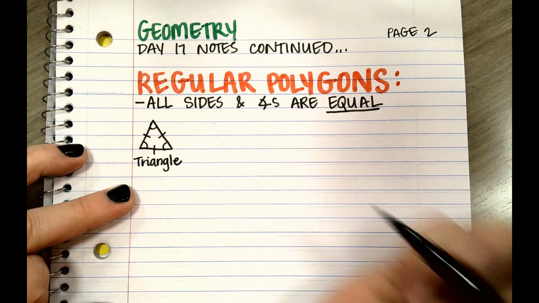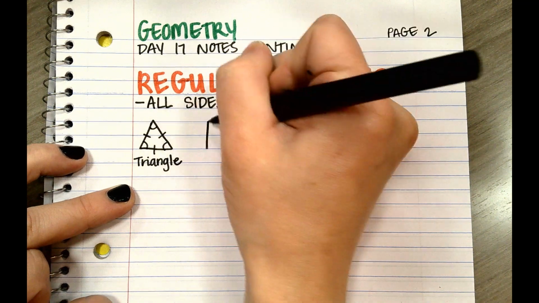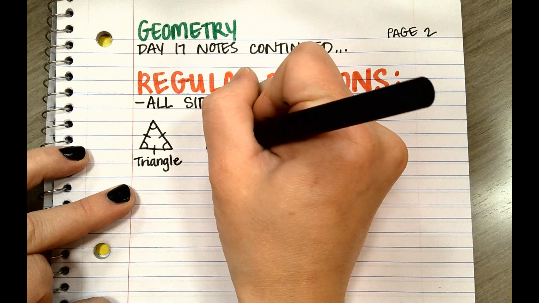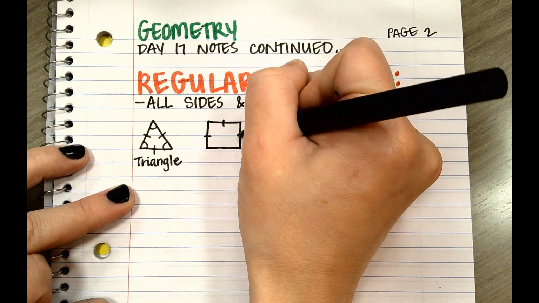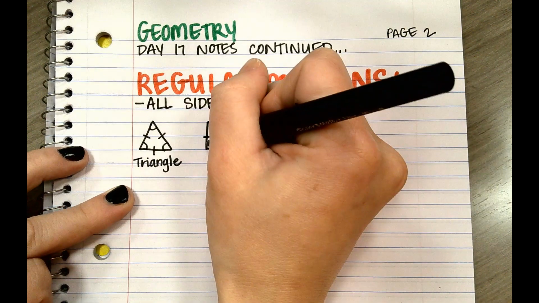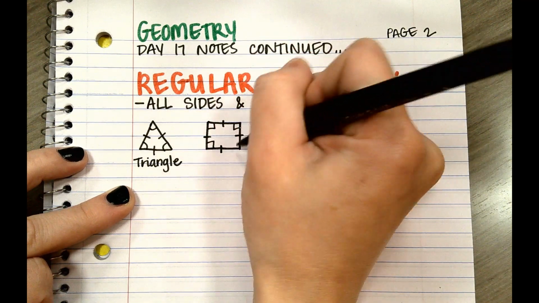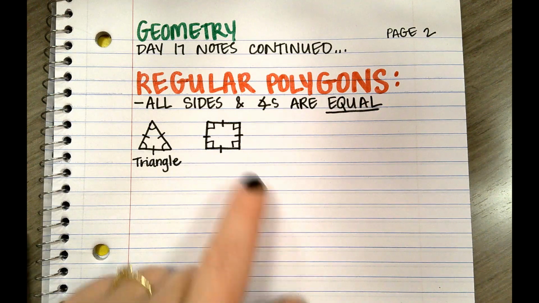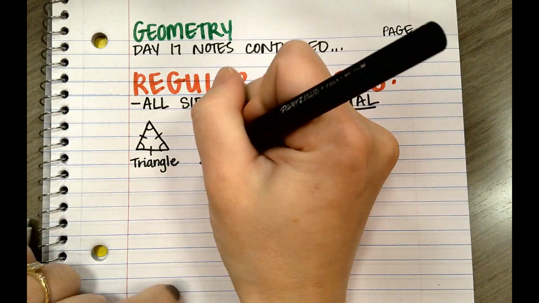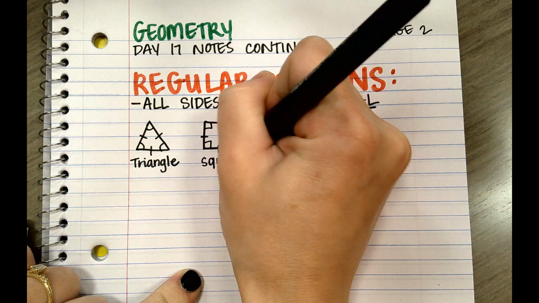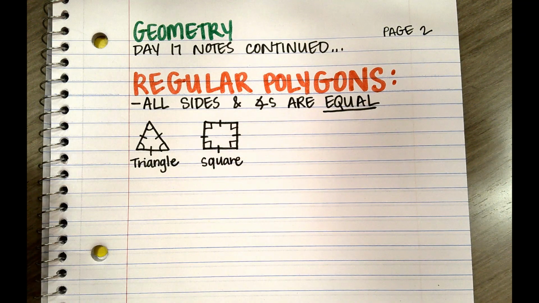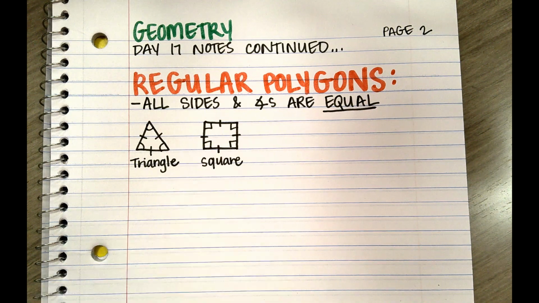Next, we have a 4-sided shape. What would a 4-sided regular polygon be called? Square. Good. That would be a square. Is there such a thing as a regular rectangle? No. Because a regular rectangle is just a square. If they're all the same side length, it's a square.